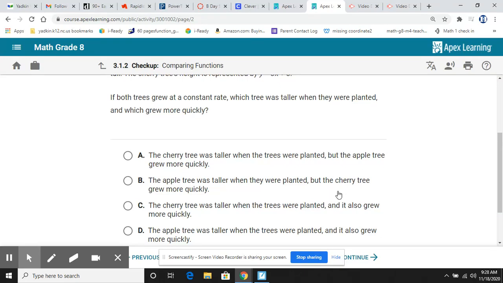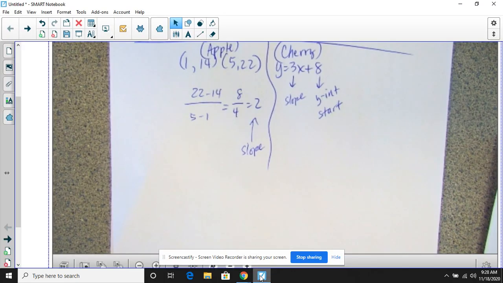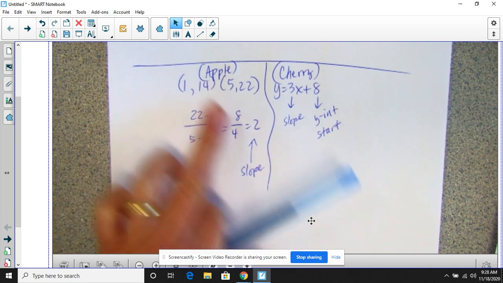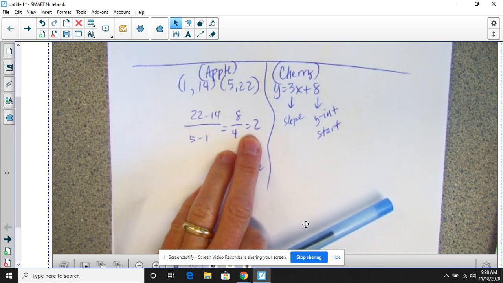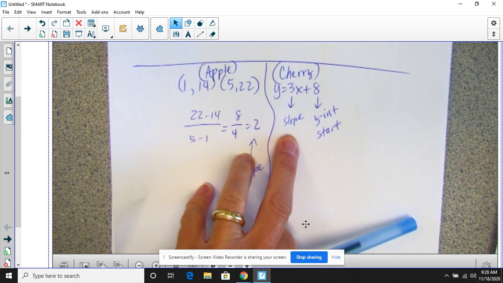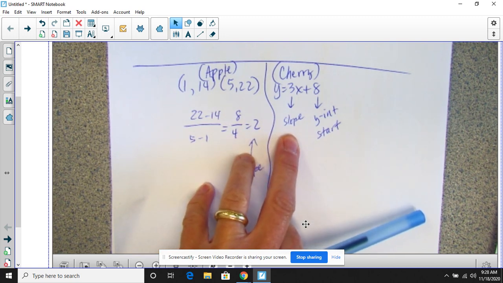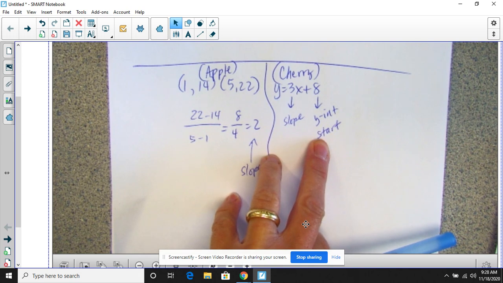Okay, let's pick up with this. So this is what we know about these trees. The apple tree has a slope of 2. It's growing at a rate of 2 units per year. The cherry tree is growing at a rate of 3 units per year. The cherry tree started out at 8 feet tall.